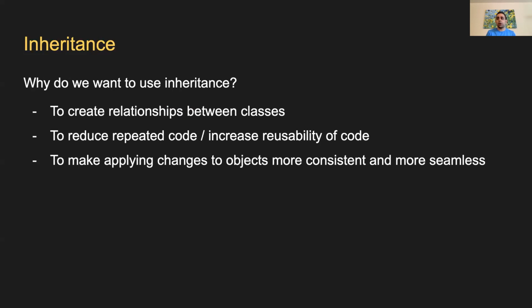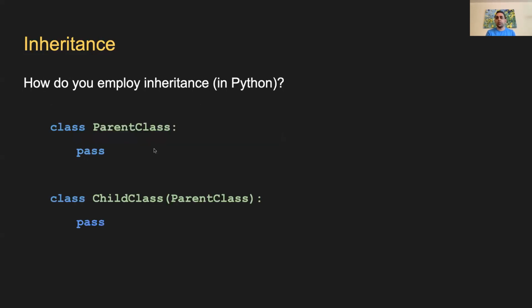All right, any questions on inheritance at a high level? All right, just a lot of terminology here. Let's actually see some examples. So in Python, how do we actually employ inheritance?